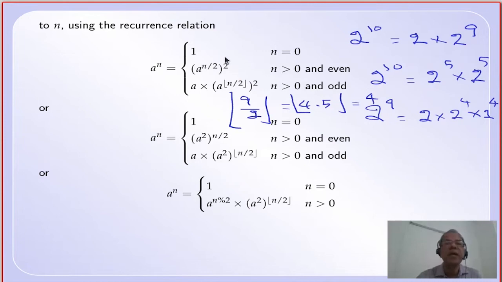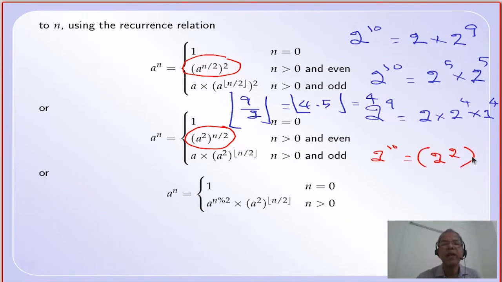Compare this to this. First half the power, then square. Here, first square, then half. You will get the same. 2 power 10 is equal to 2 squared to the power 5. Suppose it is 2 power 10. So 2 power 9, it is 2 times 2 squared.